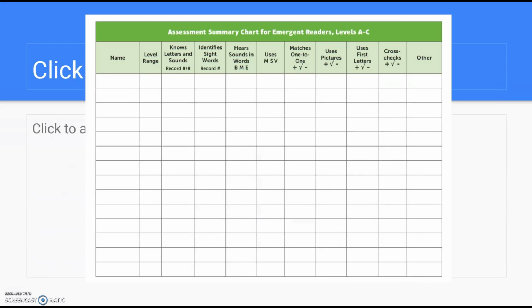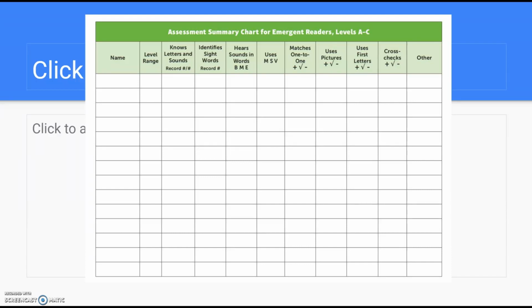Here's an assessment summary for emergent readers. In columns 1 and 2, you're going to write the name and level range. Column 3 is where it knows letters and sounds. Here you're going to write the number of letters and the sounds that the student identified on the letter sound checklist. Column 4 is identify sight words. This is where you'll just record the number of sight words the student wrote correctly.